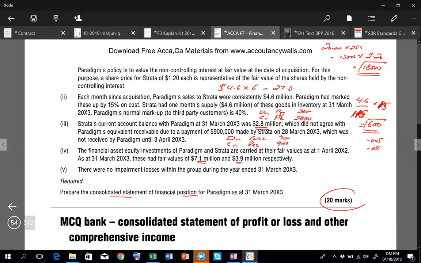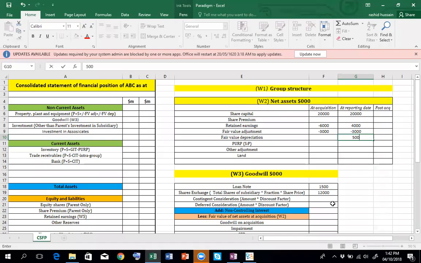Now we have already calculated the NCI value. Sorry, this is wrong. There were a total of 20,000 shares of the subsidiary, and 25% is 5,000. We just wrote it wrongly, 15,000. Multiply by 1.20, it gives you 6,000. So the value of the NCI at acquisition is 6,000. We can put it over here. Fine.